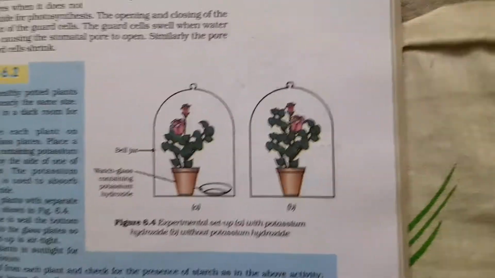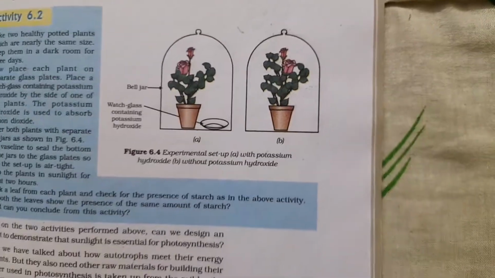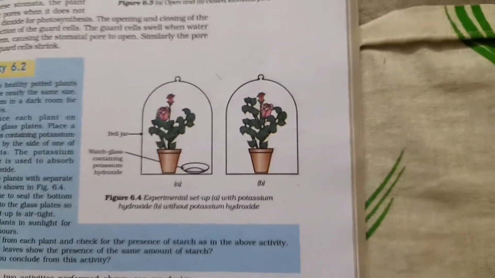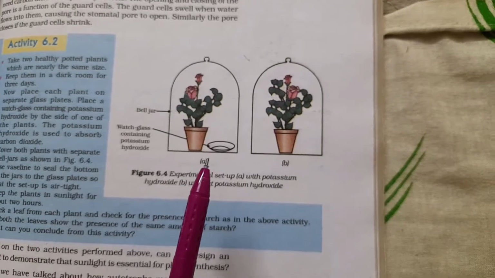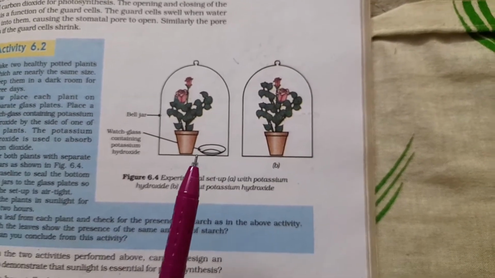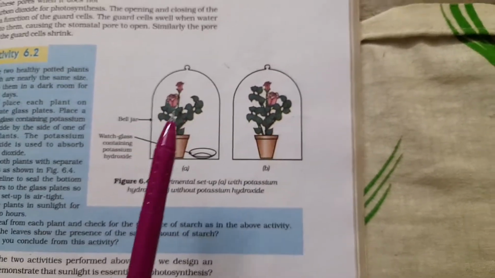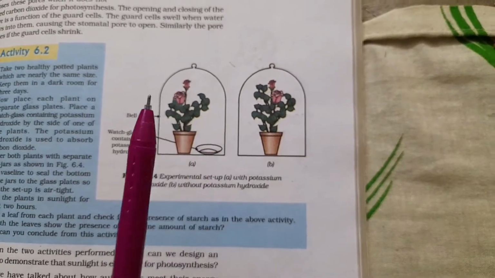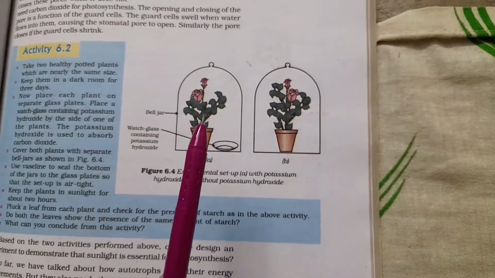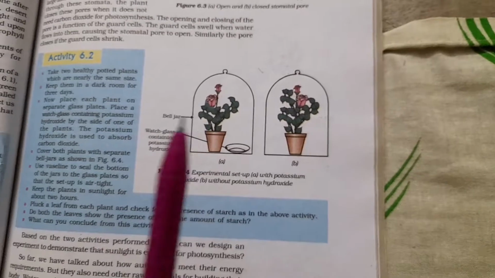So in one they have kept a potassium hydroxide setup, as you can see here, a watch glass containing potassium hydroxide. It absorbs the carbon dioxide. So here there is less presence of starch because carbon dioxide is not present, and it is needed for photosynthesis.